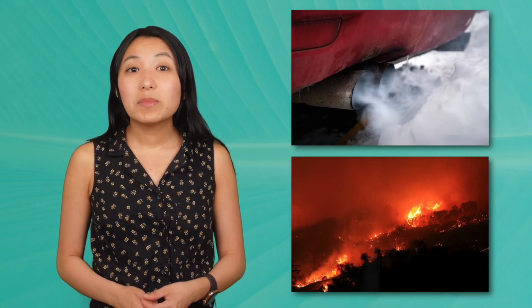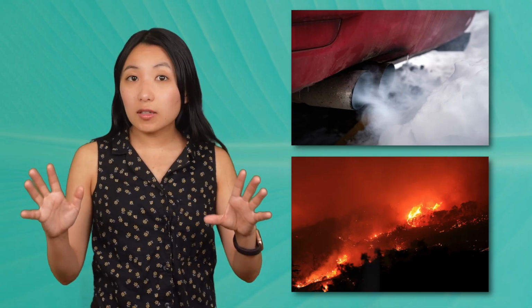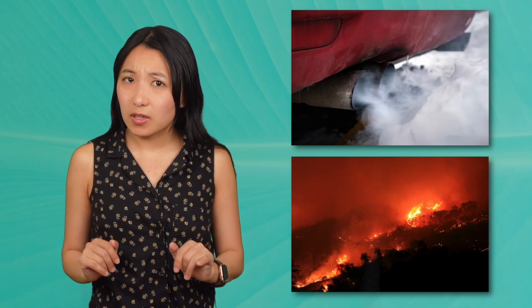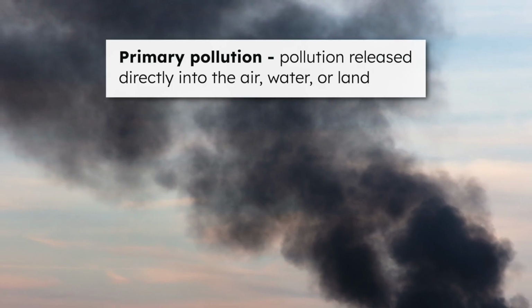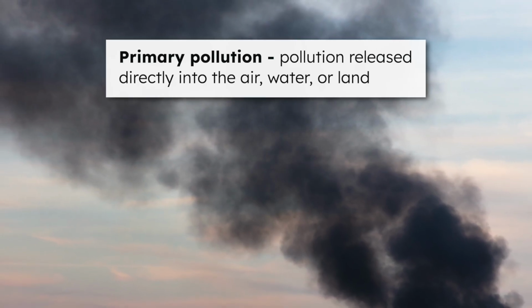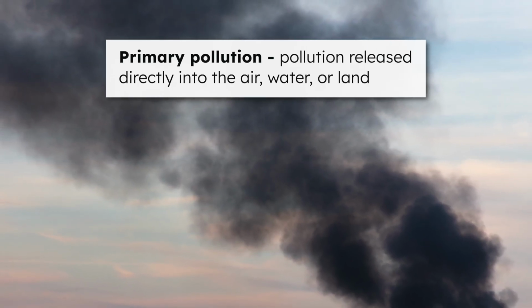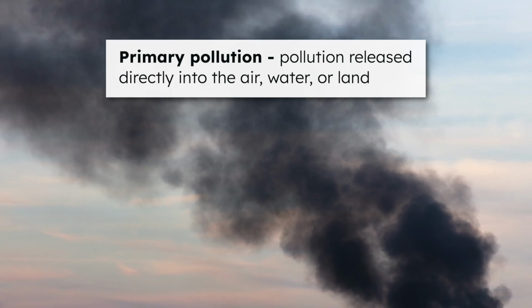For me, I think of smoke from sources like car exhaust or fires. When materials are burned, smoke immediately follows, and it's unhealthy to breathe in. We call this type of pollution primary pollution. It's pollution that's released directly into the air, water, and land, causing harm as soon as it's released. There are several different kinds of primary pollutants that affect air quality. Some, like smoke, are easy to see and smell, while some are invisible or odorless.